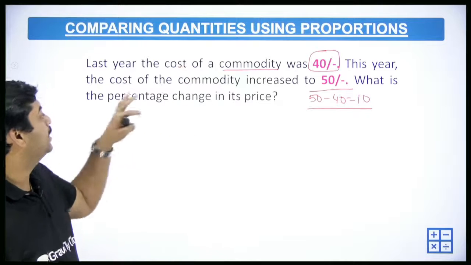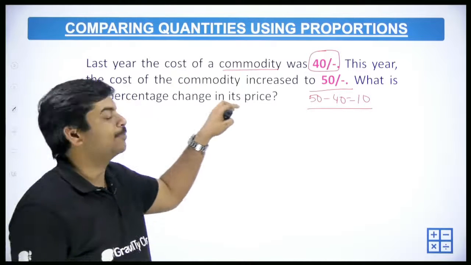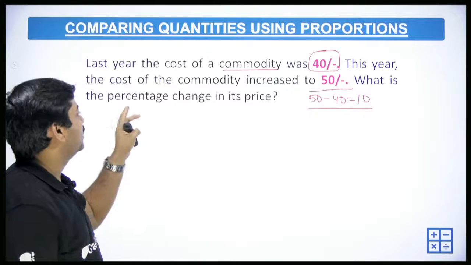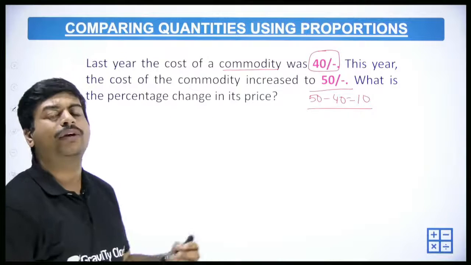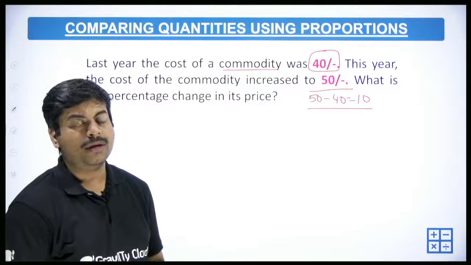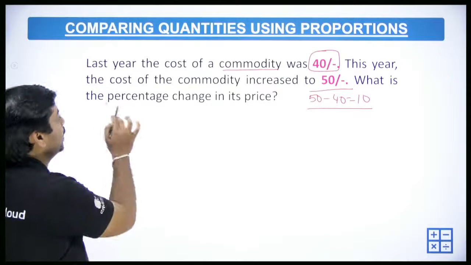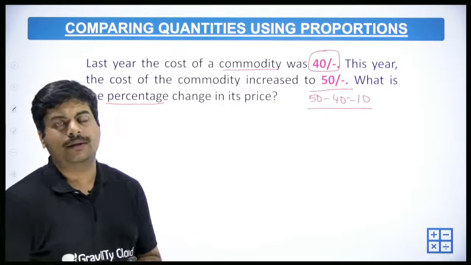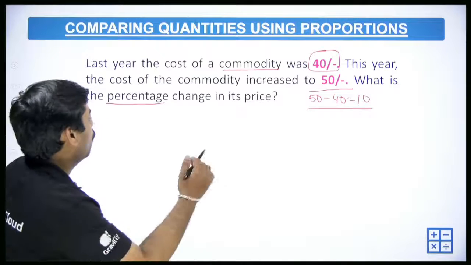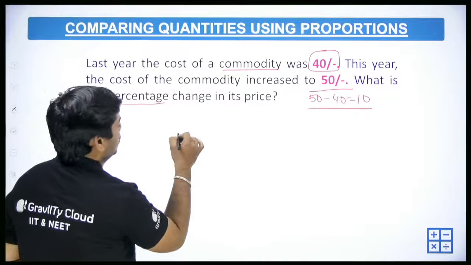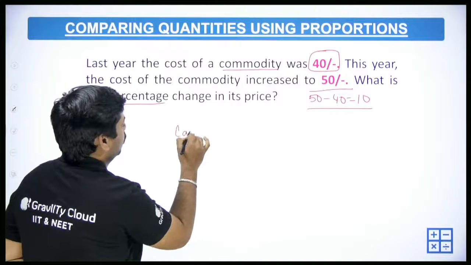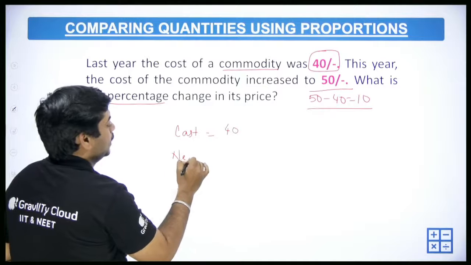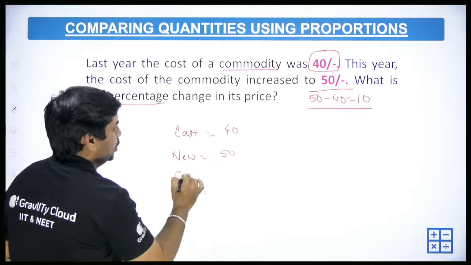But what is the percentage change in its price? That is the point. Percentage means per every 100, but here we are talking about 40 rupees or 50 rupees. Let's see. What is the change in price? What is the actual cost? Last year the cost was 40 rupees. The new cost is 50 rupees. So what is the change?